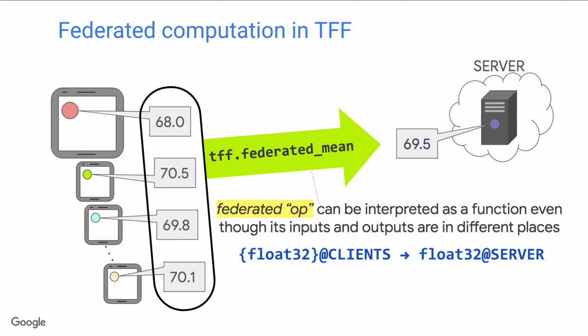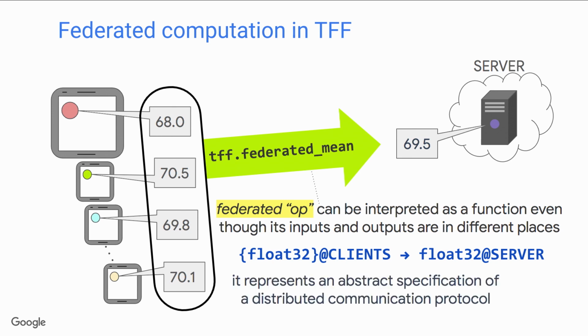We can do that with a single federated operator, in this case federated mean. So you can think of this as a function that maps those float32 values placed at the clients to a single average placed at the server. But it's not a function that executes locally in any one place. It's really a building block of a distributed system that's moving data from one place to the other in addition to transforming it.